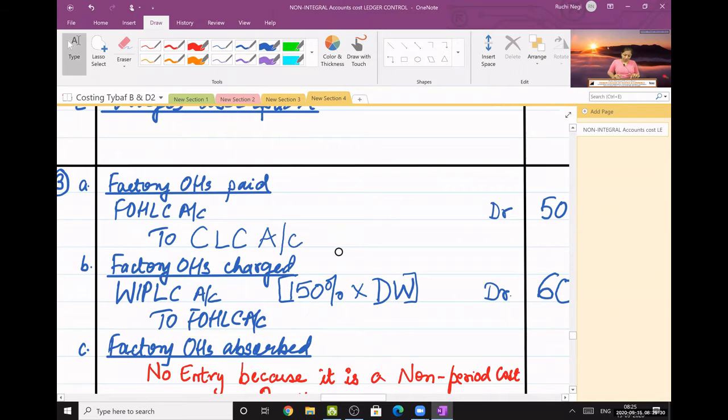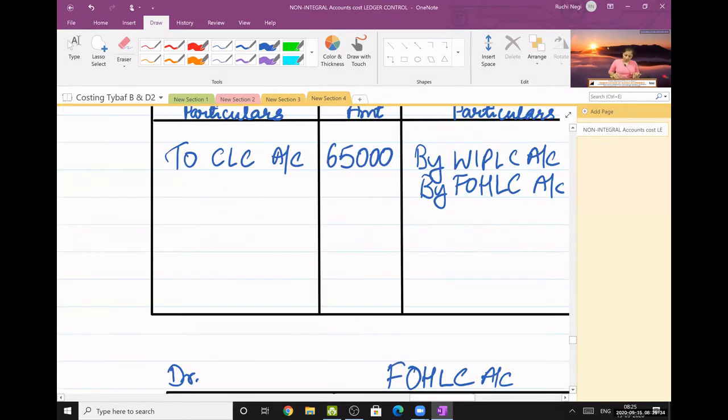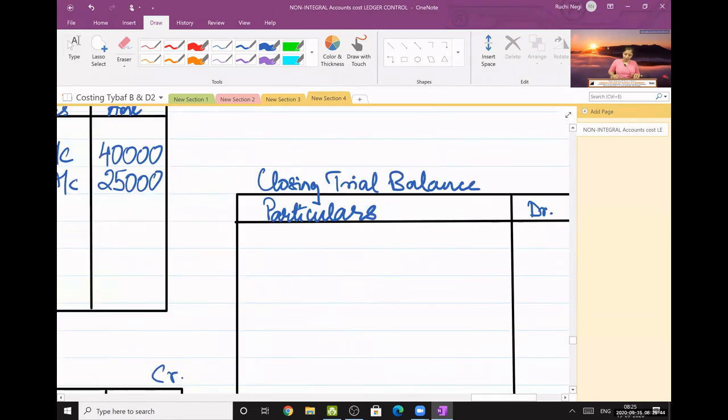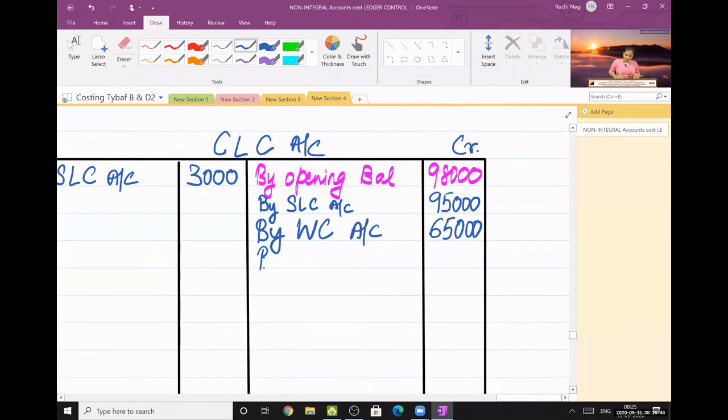Then FOH to CLC 50,000. FOH to CLC account paid entry 50,000. Second effect will go to CLC credit side by FOH ledger control account 50,000.